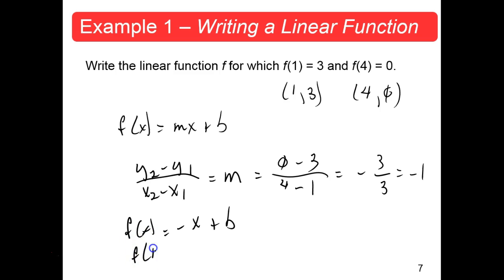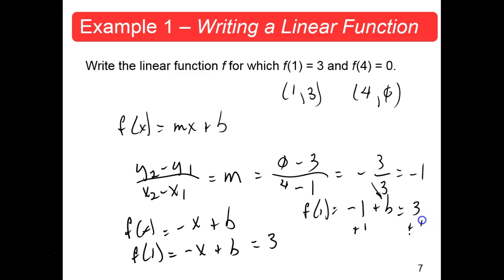F of 1 is equal to minus x plus b. But we also know that f of 1 is equal to 3. Well, f of 1 is equal to minus 1, I'm plugging in x equal 1, plus b is equal to 3, right? I think I can solve that for b. How? Add 1 to both sides, and what do you get? B is equal to 4.